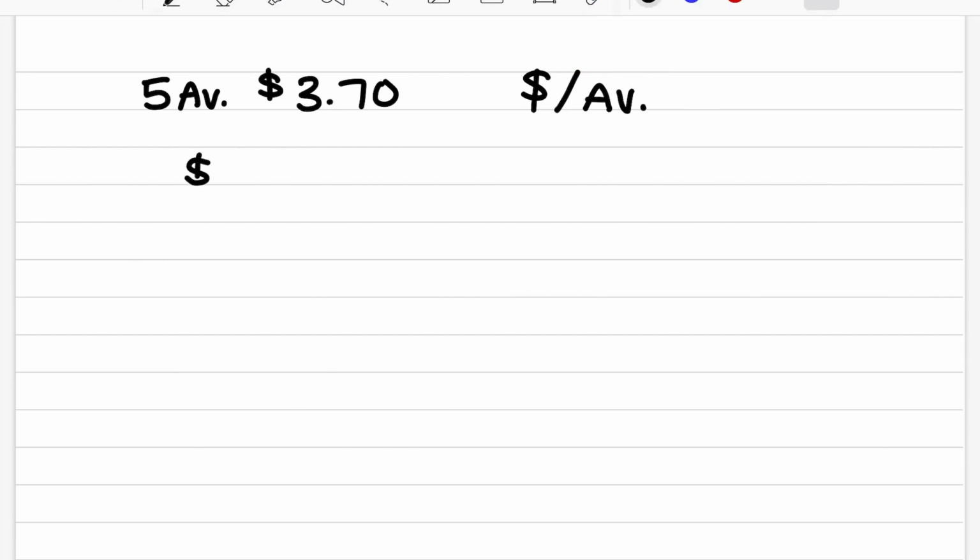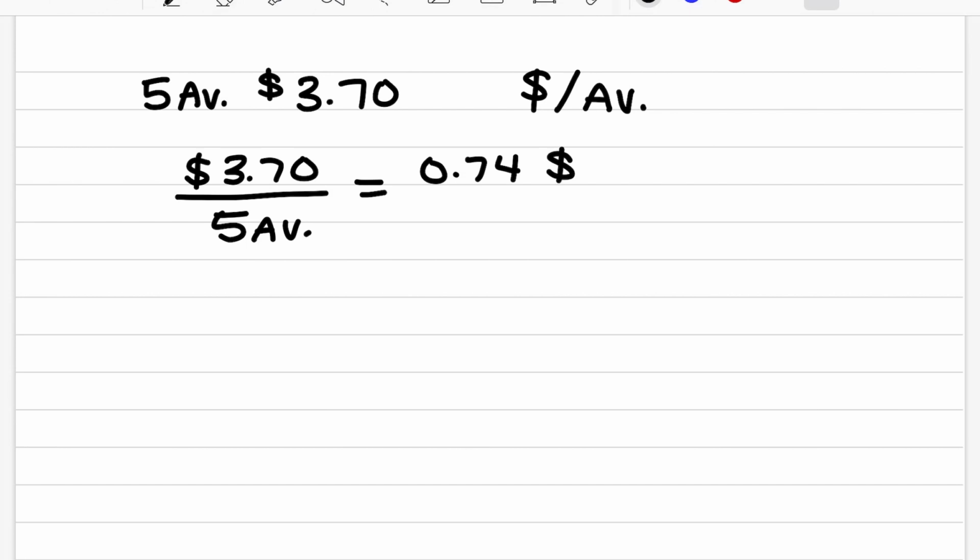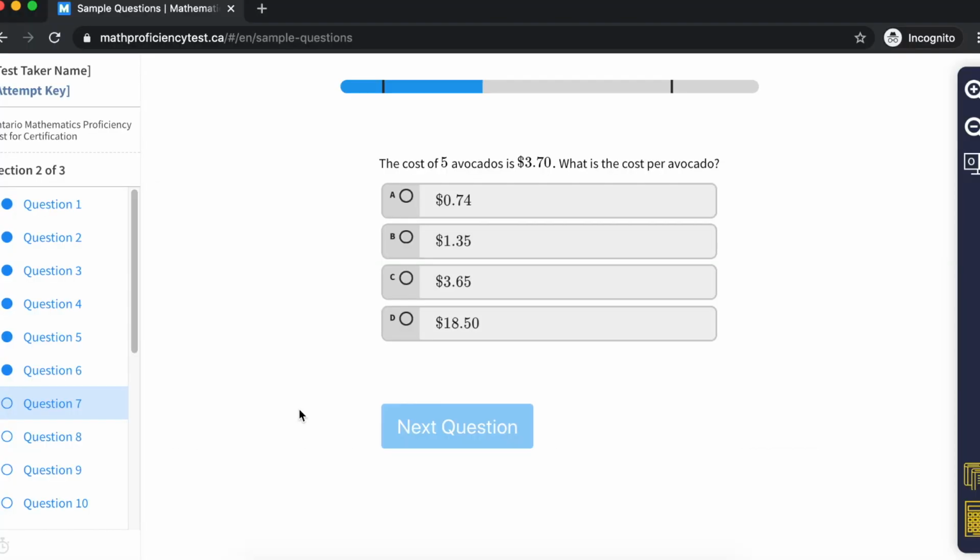So we have our dollars, 3.70, divided by 5 avocados. And you can do that on your calculator. 3.7 divided by 5 gives you 0.74, and our units are dollars per avocado, like we are looking for. So 74 cents per avocado is option A.